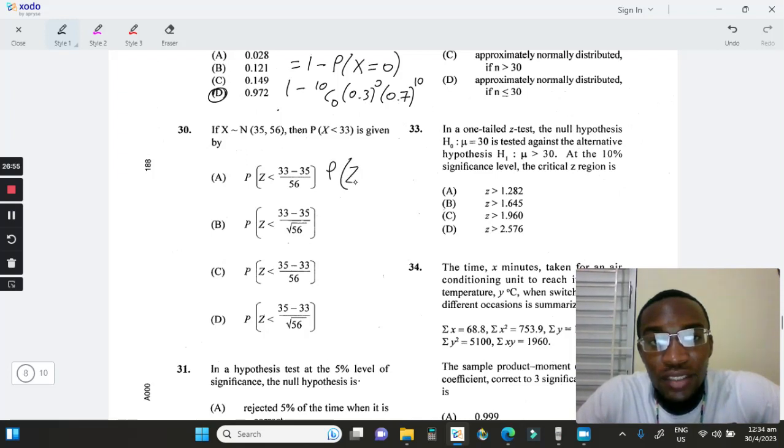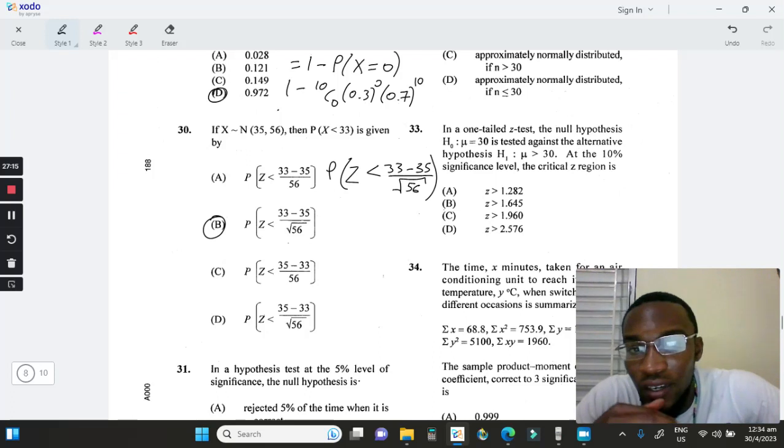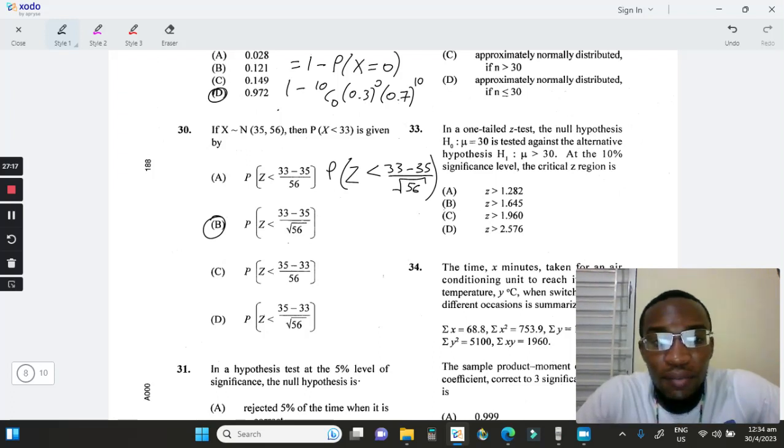Now number 30, this one now, we have to standardize it. So the probability Z is less than 33 minus 35 divided by the square root of 56, which gives us the standard deviation. That would be when we standardize it. So we're looking for that one. 33 minus 35 over square root 56. That seems to be option B.